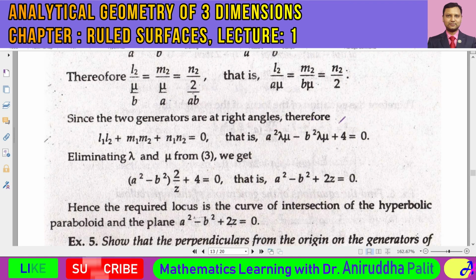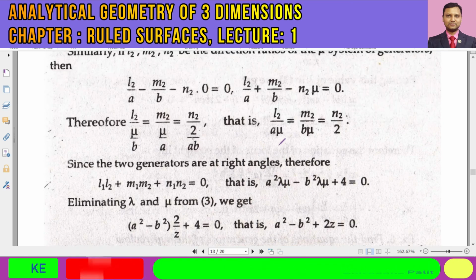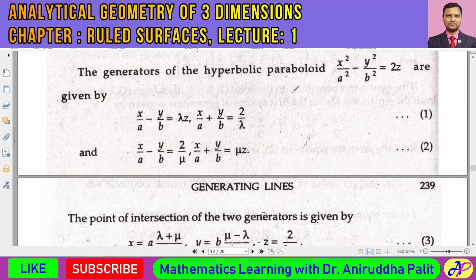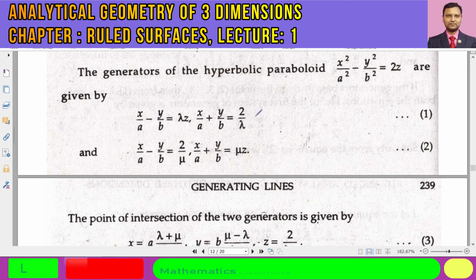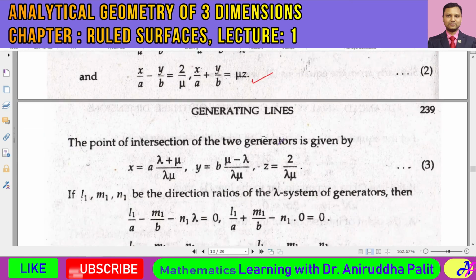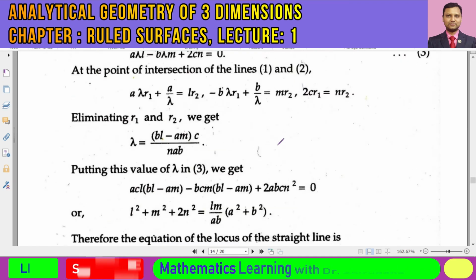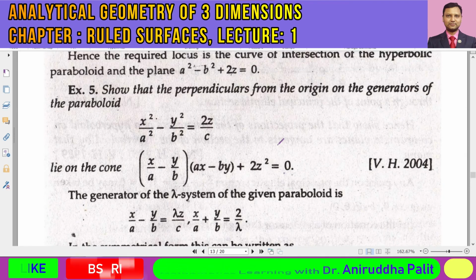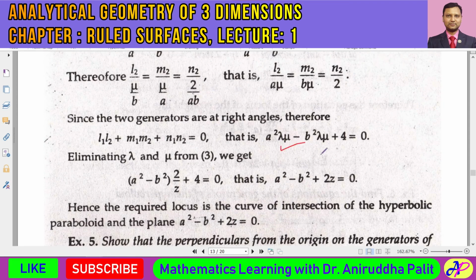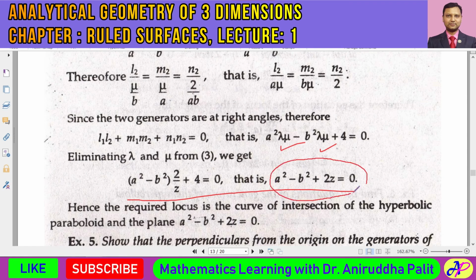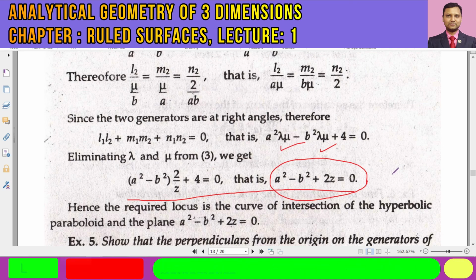Now put the expressions of lambda and mu. Already we have the expressions of lambda and mu in equation number 1 and 2. So if you put the expressions of lambda and mu from equation number 1 and 2 in this final expression, you will get the corresponding required relation. This is the locus of the point of intersection of the perpendicular generators of the hyperbolic paraboloid. In this way you can find the corresponding locus.